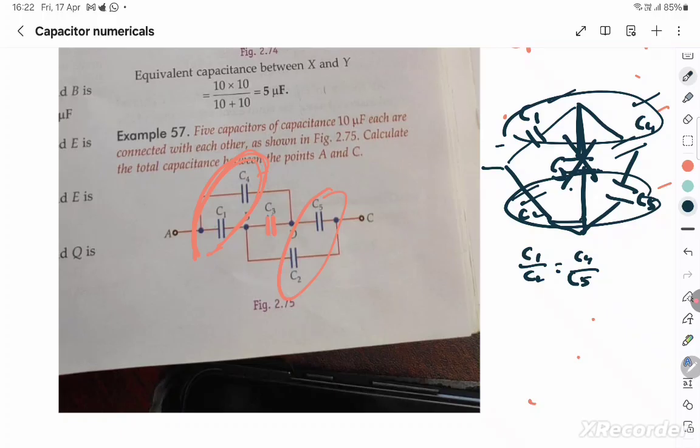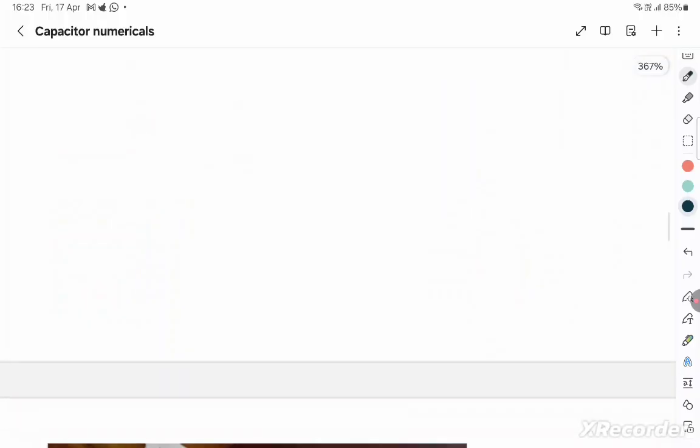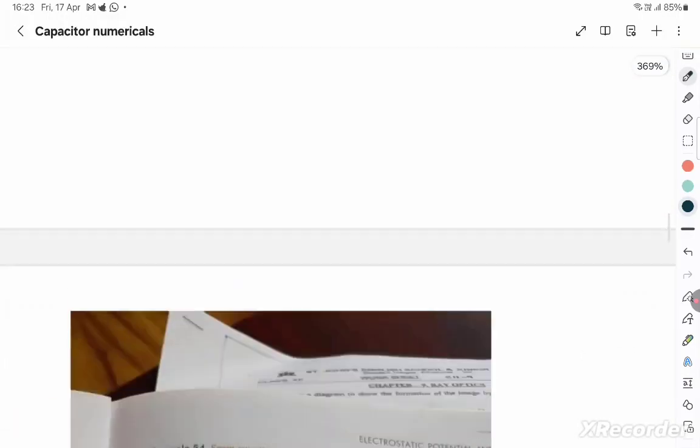Then 10 microfarad and 10 microfarad in series makes it 5 microfarad. This is another 5, and 5 and 5 are parallel, so 10 microfarad is the equivalent capacitance. They ask you to find that. I hope you're clear. This is comparable with Wheatstone's bridge, which you'll learn next lesson. That is the 57th question. The 57th question is over. Let's go to the 58th question.